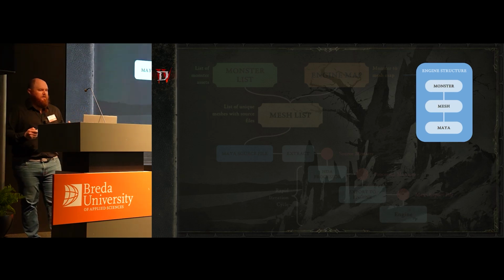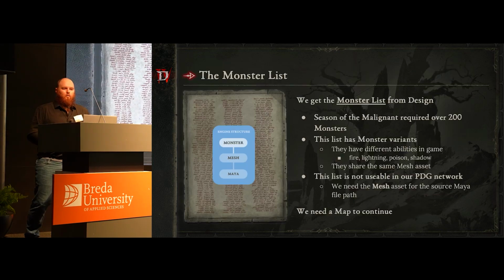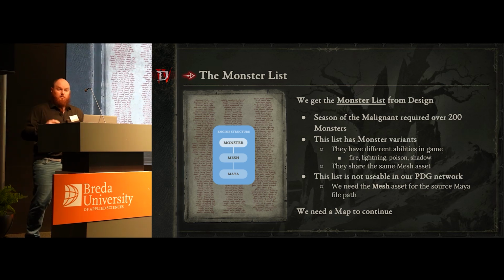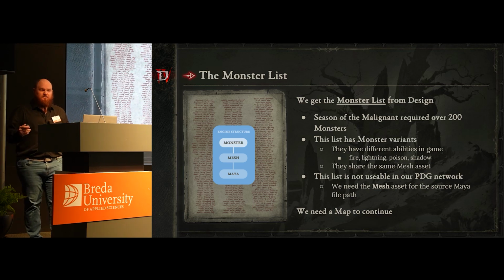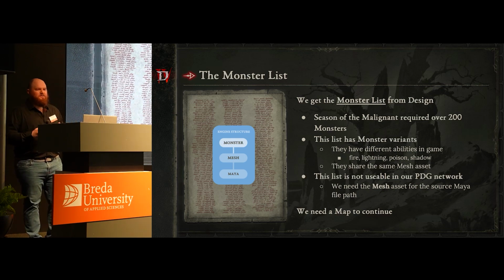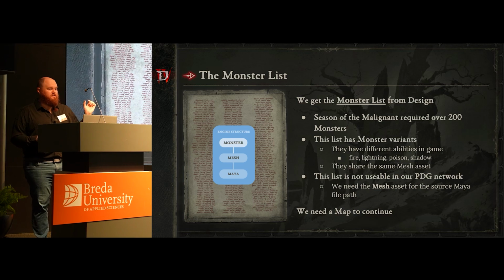But the first thing we're going to look at here is the monster list. We get the monster list from our designers. Season of the Malignant required over 200 monsters. This monster list had variants. Variants basically means they've got different abilities, so fire, lightning, poison, shadow, but they all use the same mesh. And this list was not immediately usable in our PDG network. We need the mesh asset for the source Maya file path, and we're given a list of monsters, so the top level.